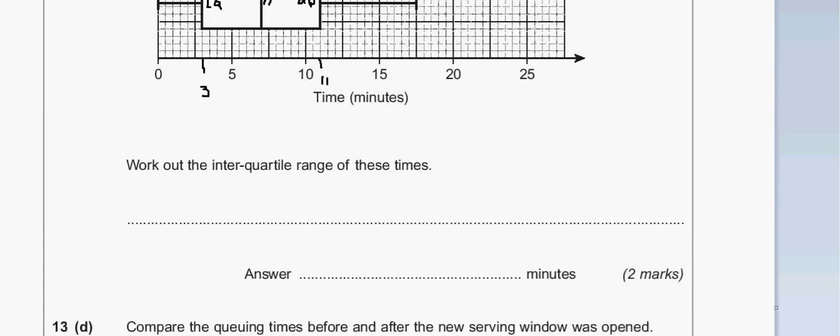So the interquartile range, remember, is the upper quartile take away the lower quartile. So 11 take away 3 gives us 8 minutes. So we have an interquartile range of 8 minutes.